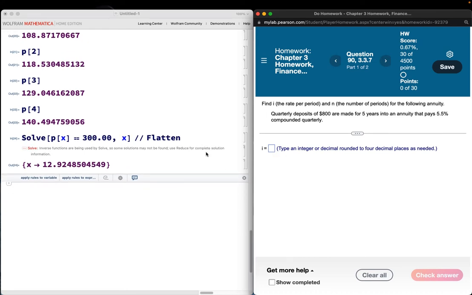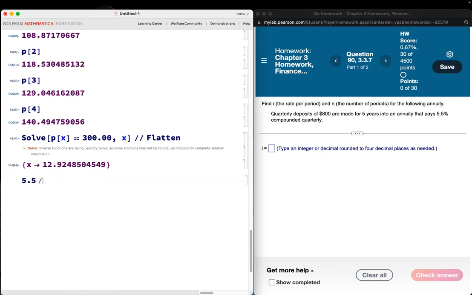So here the interest rate is simply going to be, well, I don't know if they're adding one. Are they adding one or not? So if you have 5.5, you're going to change it into a decimal by dividing by 100. And then you divide by 4, because the deposits are quarterly, you have 4 quarters in a year.